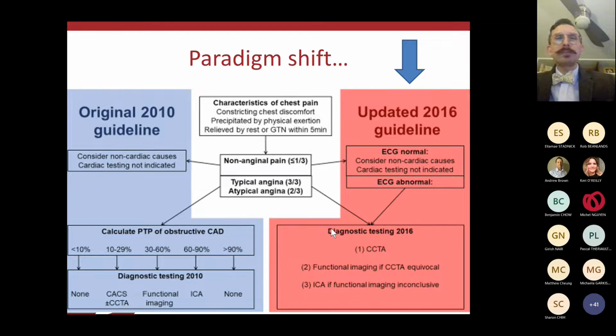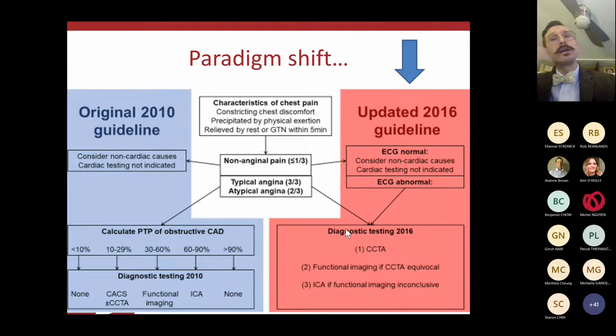And thirdly, and perhaps most radically, NICE now recommended that all patients with new onset chest pain with either atypical or typical anginal features, and even those with non-cardiac chest pain but with an abnormal baseline ECG, should be first investigated with CT coronary angiography.